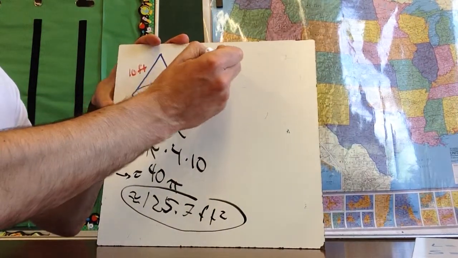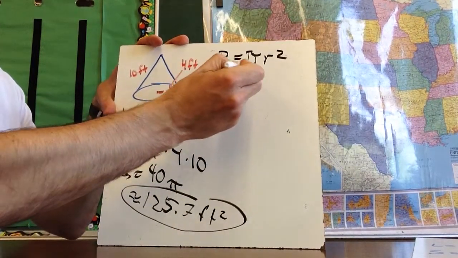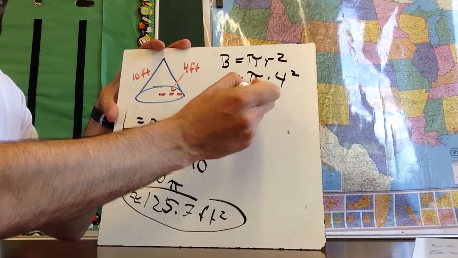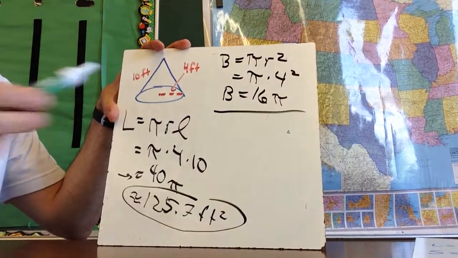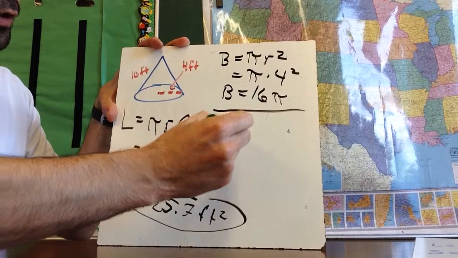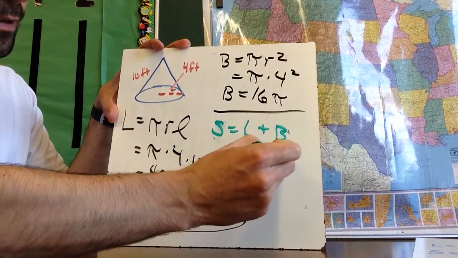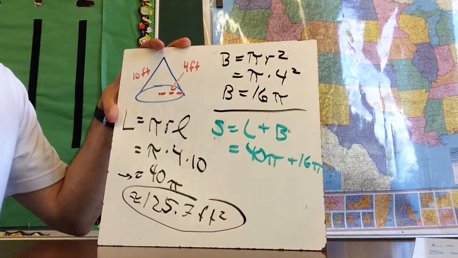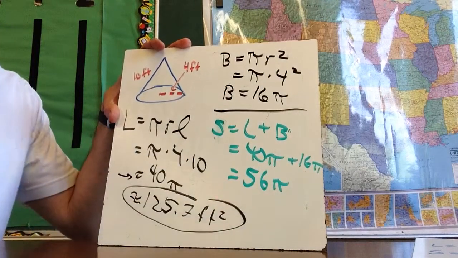The area of the base is pi times radius squared. So it's pi times 4 squared, and the area of the base is 16 pi. Now when I want to find the surface area, let's switch colors, I should have done this in the last one, it's the lateral area plus the area of the base. This is 40 pi plus 16 pi, and since they have pi in common, I can just add the numbers together. I end up getting 56 pi, and now is when I want to round.